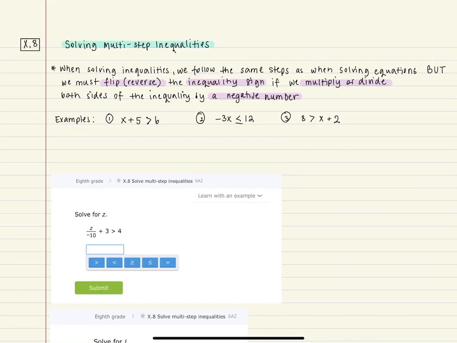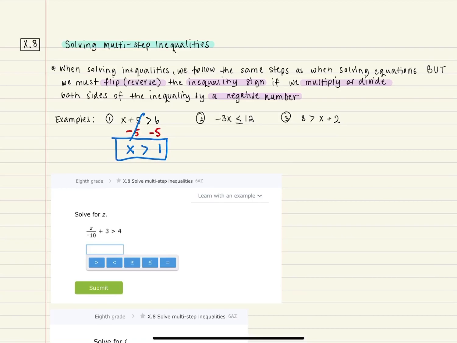So the first one says x plus 5 is greater than 6. Our goal is to isolate the x, so we have to get rid of this 5. Since it's being added, we're going to do the inverse operation. We are going to subtract 5 from both sides. 6 minus 5 is 1. These two 5s will cancel, and x is greater than 1. Notice we didn't have to flip the inequality sign because we didn't divide or multiply by a negative number. So our final answer is just x greater than 1.